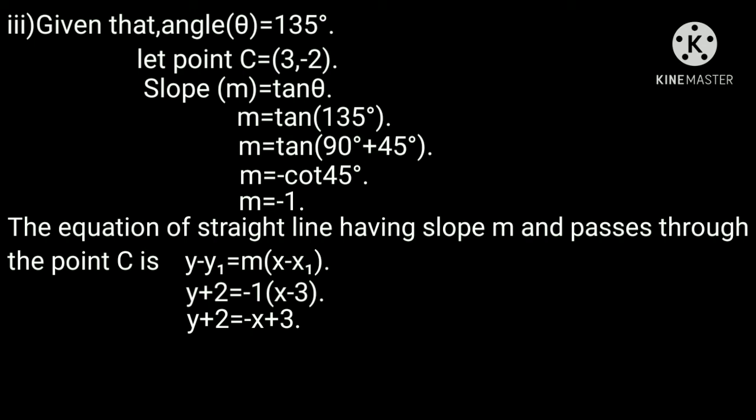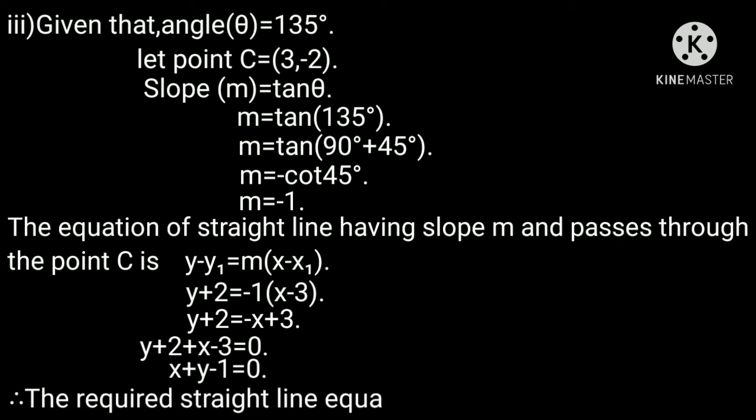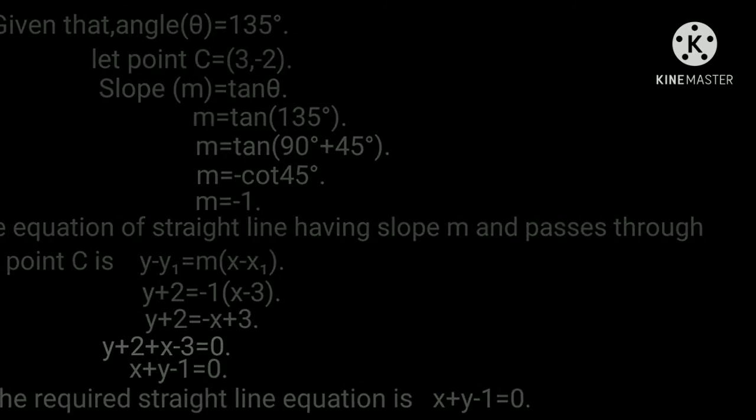Taking all terms to one side, y plus 2 plus x minus 3 equal to 0. After simplification, x plus y minus 1 equal to 0. This is the required straight line equation. Therefore, the required equation of the straight line is x plus y minus 1 equal to 0. This is the solution of the third problem.